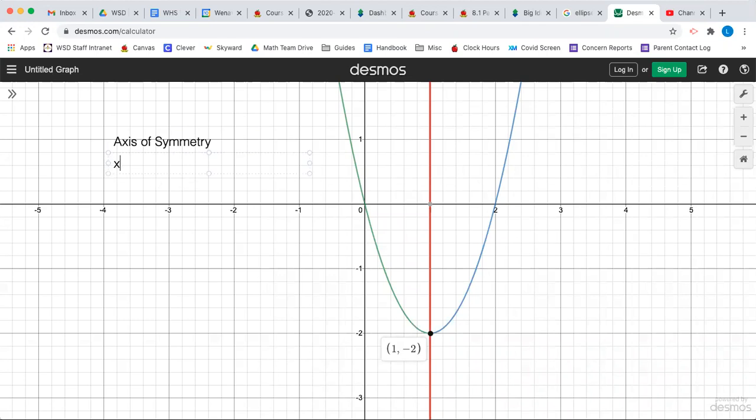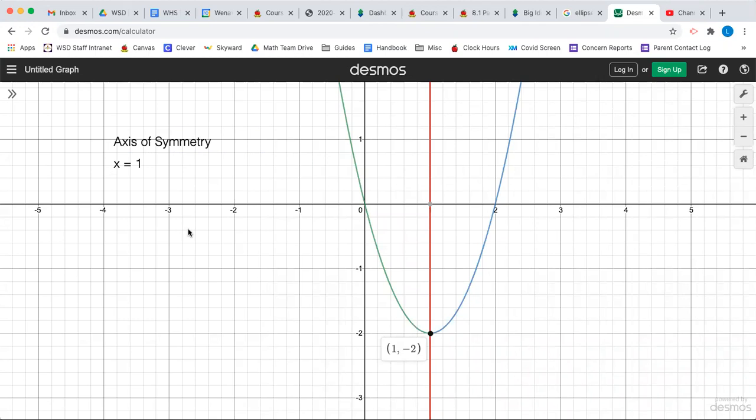The axis of symmetry for this parabola is x is equal to 1. All vertical lines are written as x equals a number, and this one is no exception. The x equals 1 comes from our vertex at (1, -2) on our parabola. The axis of symmetry always cuts through our vertex.